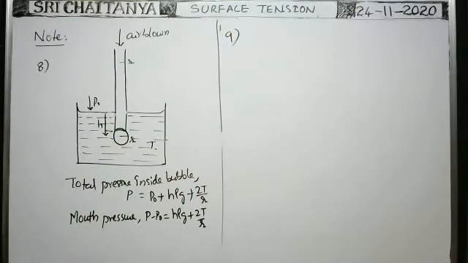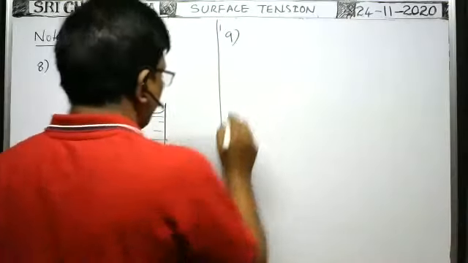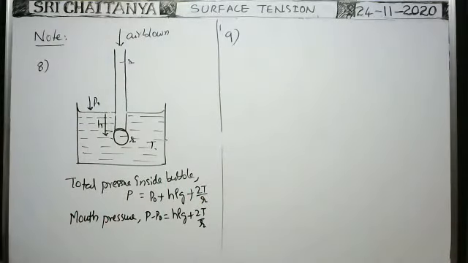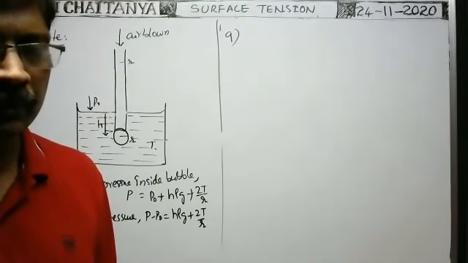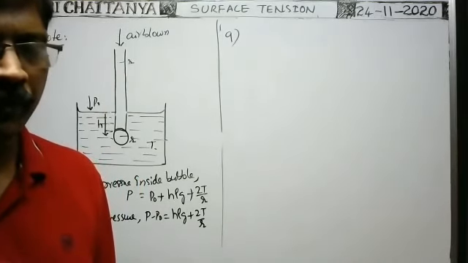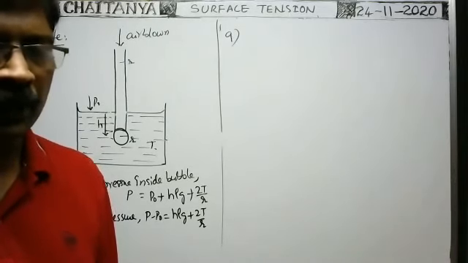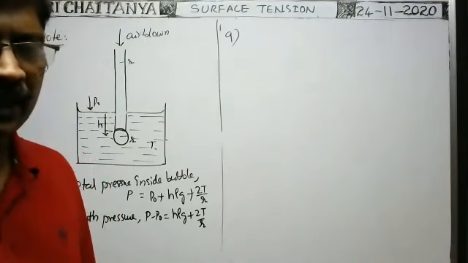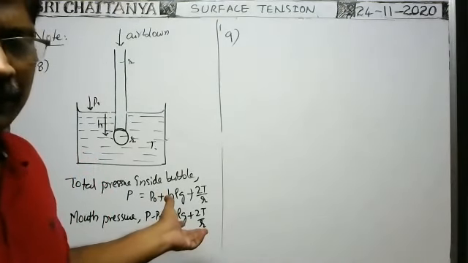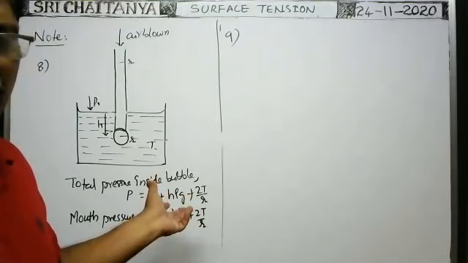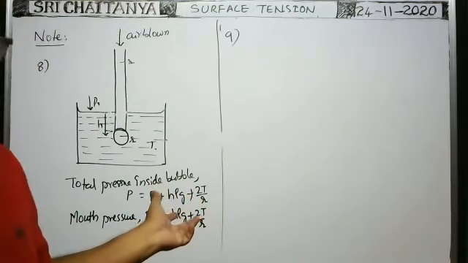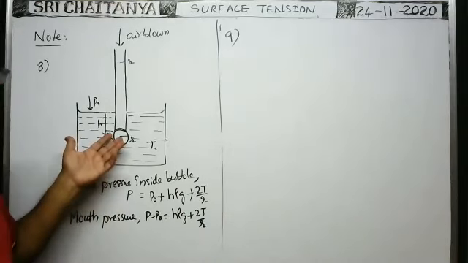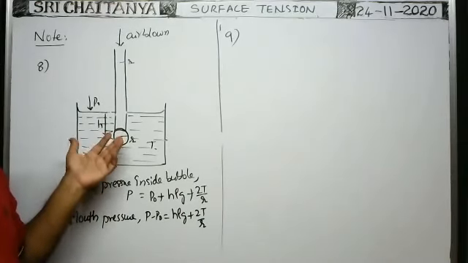Next, ninth one. Have you noted this one? When R2 is equal to R1, it is not the combination of two bubbles. We should not use that formula.